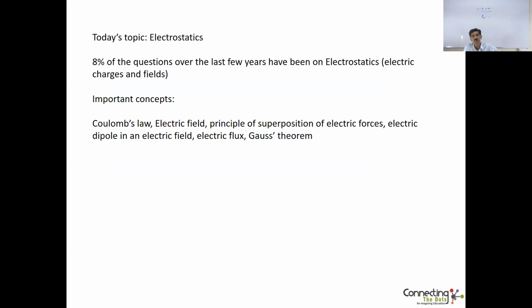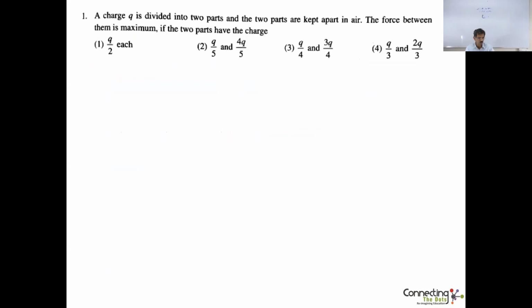The important concepts that we will cover as part of this are Coulomb's law of electrostatic forces, the concept of electric field, the principle of superposition of forces, the torque exerted on an electric dipole when it is placed in an electric field, the concept of electric flux, and Gauss's theorem. So these are the concepts that we will be studying as part of this chapter. Let's start right away with the questions.